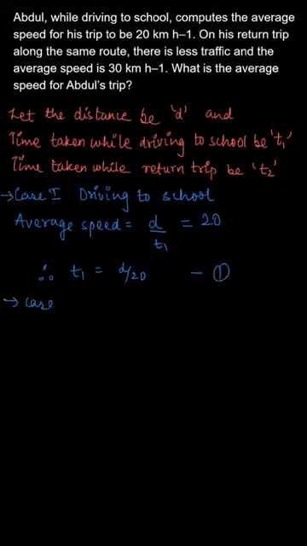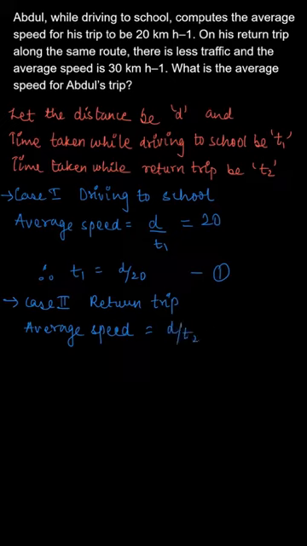In the second case, that is on his return trip, your average speed is given by d, that is again the distance traveled will be the same as the distance traveled in the first case, and the time taken will be t2. So your average speed can be written as d by t2, that is equal to 30. So your time taken in the second case is d by 30. Let that be equation number 2.